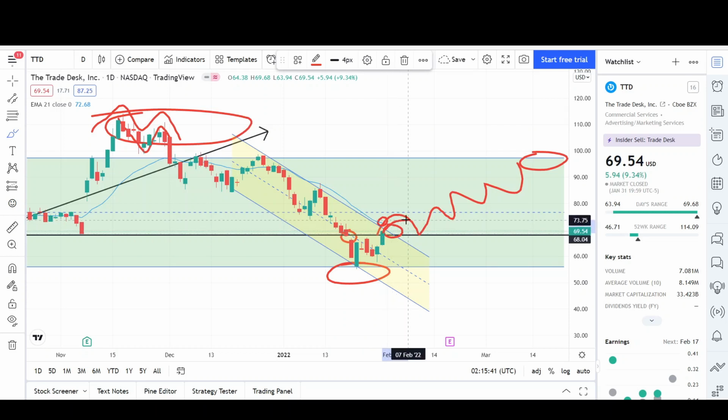I think I'm leaning more towards that side just because I don't think any stock has bottomed yet. I'm expecting another leg down in the market, so I think this stock can do the same as well. So we could find resistance here and continue lower to make a new low.